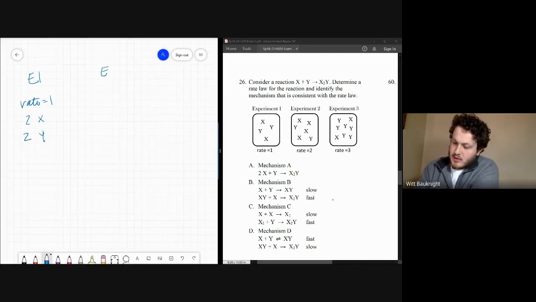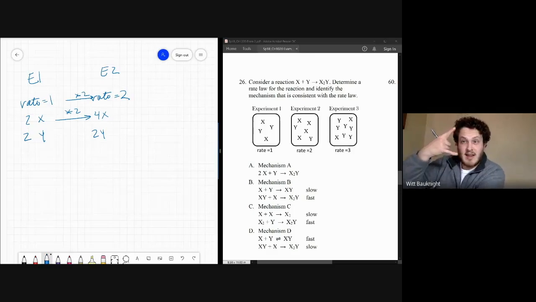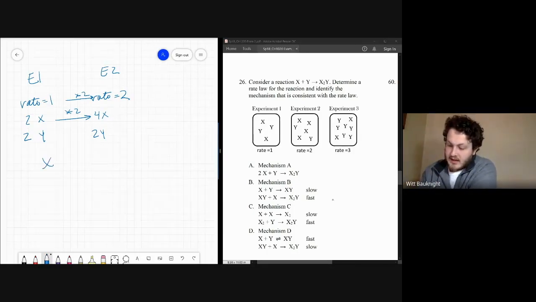Now let's look at experiment number 2. The rate doubles to 2. Now our number of Y's stays constant, but our number of X's doubles. Since this doubles and this doubles, and they increase at the same rate, then we know that X is first order. First order.